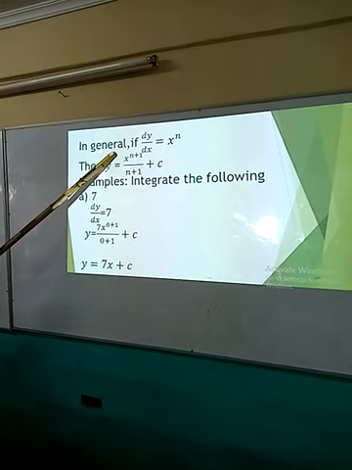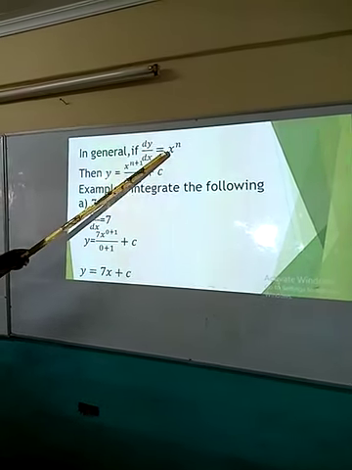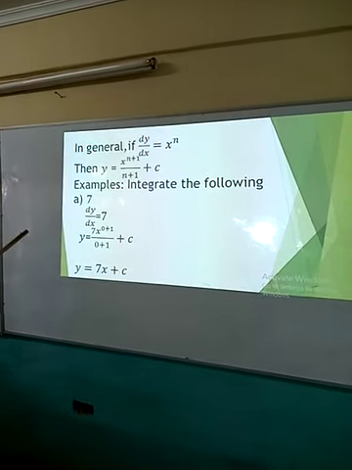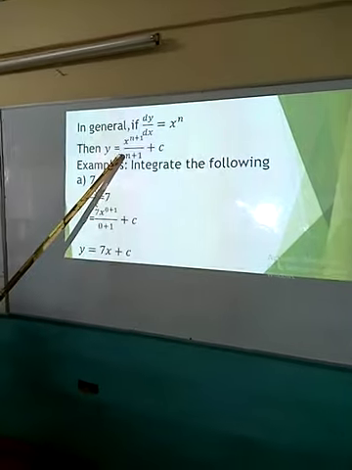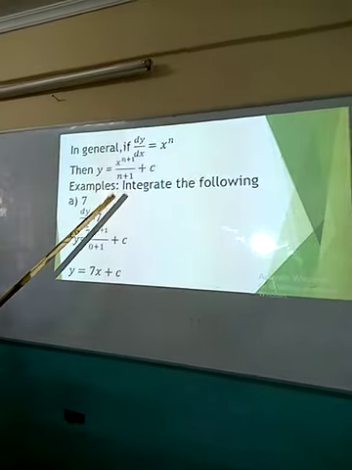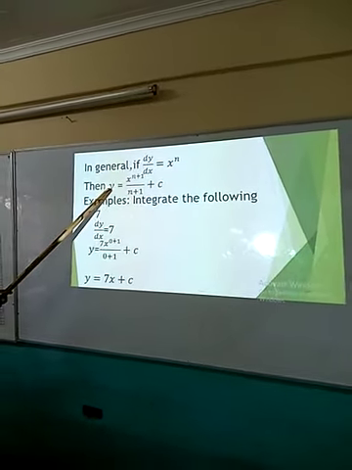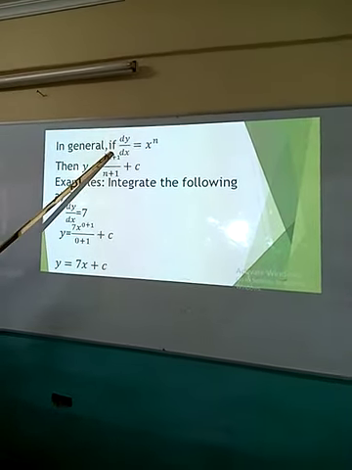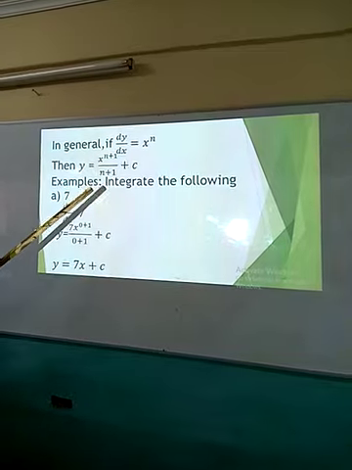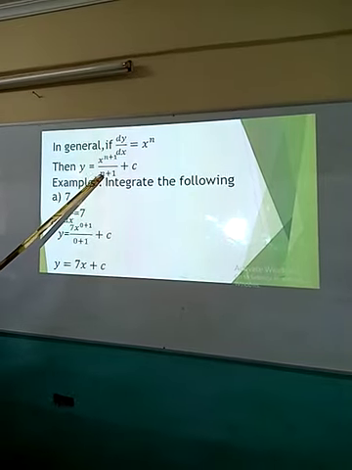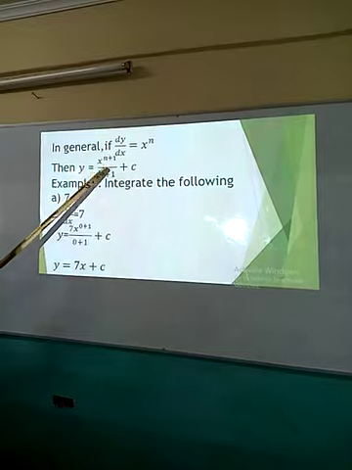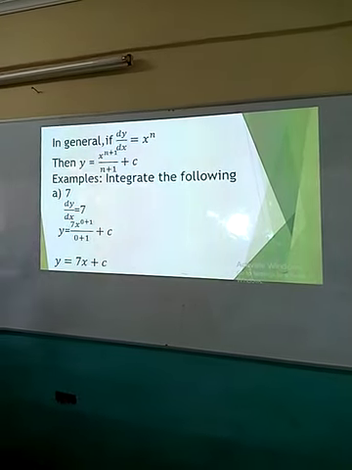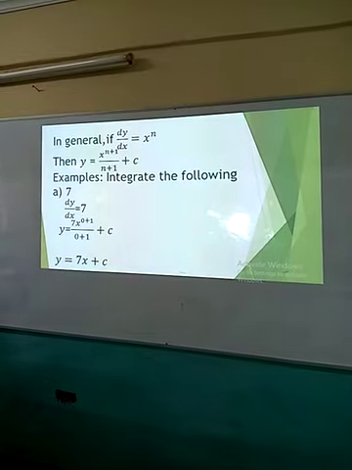Here, if dy/dx is equal to xⁿ, just a function having one term, then this is what you do in integration. We have y equal to x, and the power was n, so we add 1, n + 1. We divide by the new power, which is n + 1, plus a constant. That is the general rule for integration.